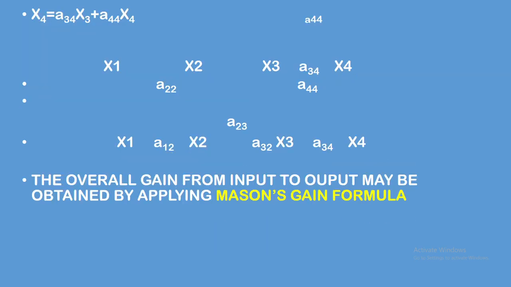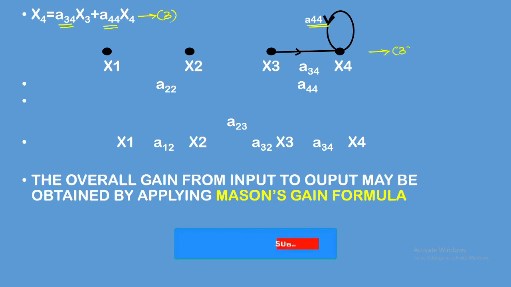Let us take equation number 3 here. We can represent it too. First I have taken x1, x2, x3 and x4. So that is A34, and then you have a self loop with the gain of A44. A34 is coming from the third node, and A44 is the self loop. That is the equation number 3 signal flow graph. Let us combine all these three graphs.